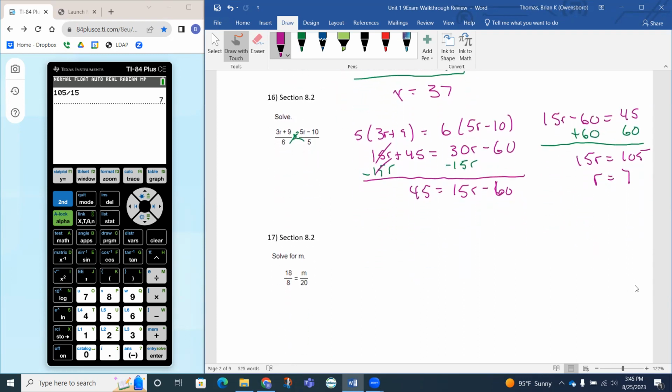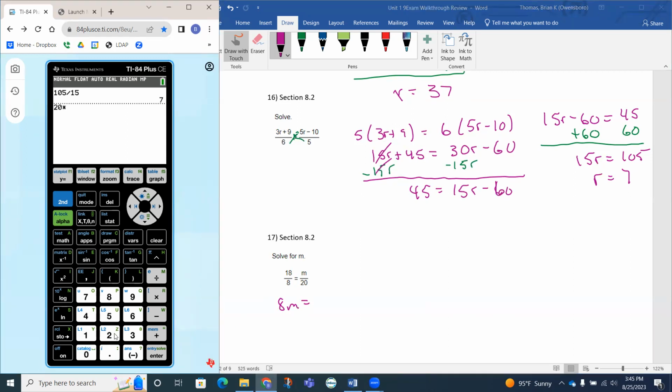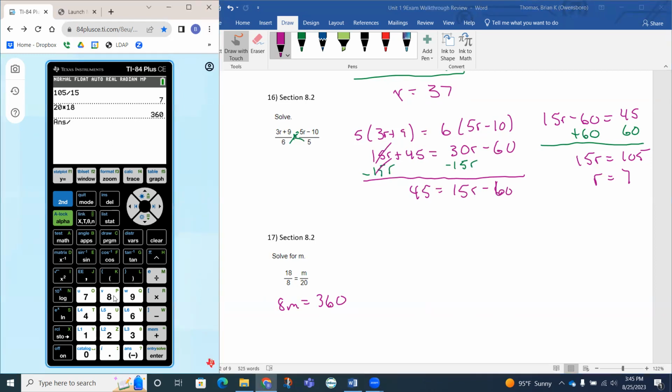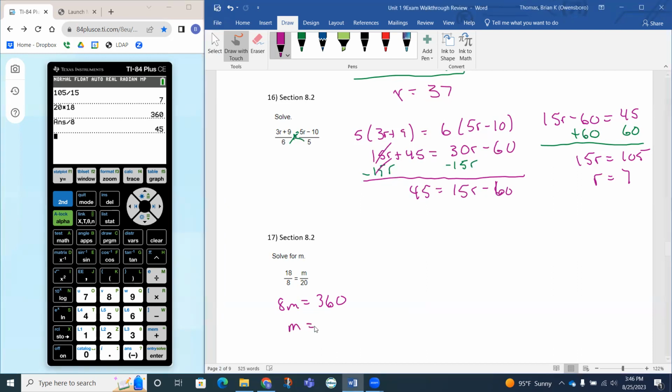So 17, we want to solve for m. So again, if we use our cross product strategy, this is going to be 8 times m, which is 8m. And then we have to multiply 20 times 18. 20 times 18 should be like, what, 360? So we got 360. So then to get m by itself, we can divide both sides by 8. So if I divide the 360 by an 8, that gives me 45. So the solution would be m equals 45.